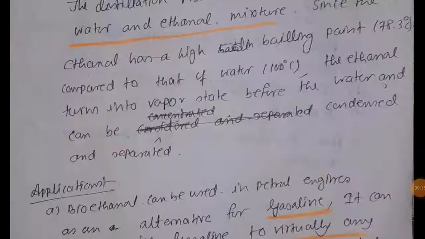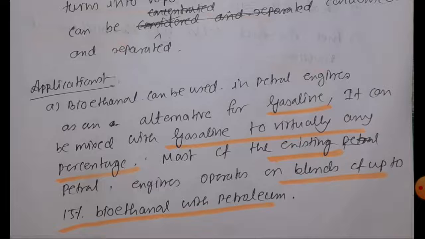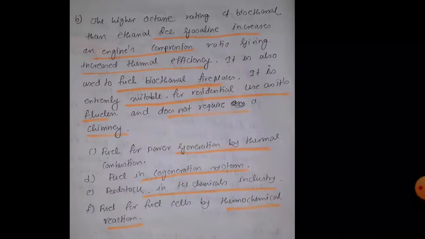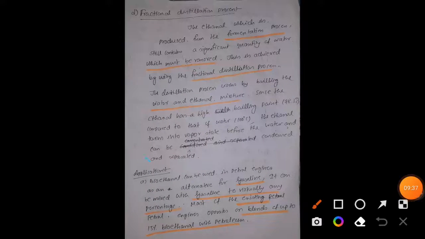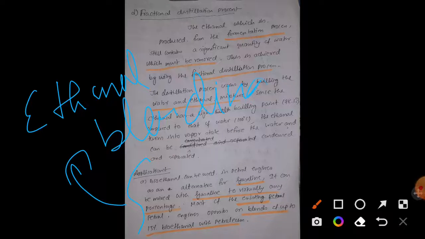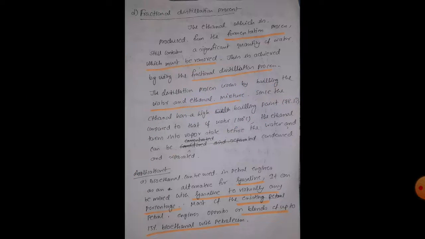Okay, so now let's talk about the applications of bioethanol. What types of things can we do with the help of bioethanol? Bioethanol can be used in petrol engines as a mixture with gasoline. We can blend 15% of the bioethanol with petroleum and use it in engines. This mixing process is known as ethanol blending. A very important question: here we are taking 85% gasoline and 15% ethanol.